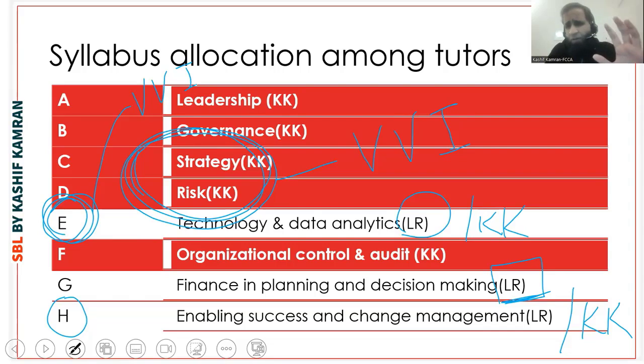Organizational control and audit, not a very important area. On and off, it keeps coming in. Enabling success and change management, this is also very, very important. So at least C, D, E, and H would be like very, very important, where you need to give a lot of focus and a lot of time.